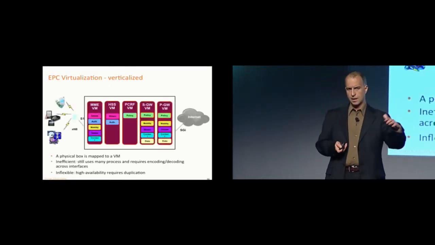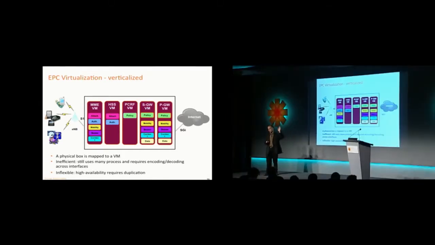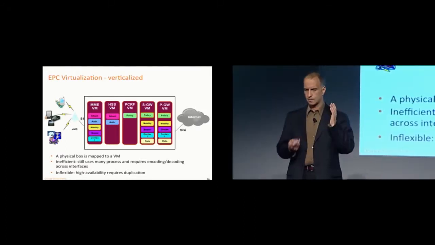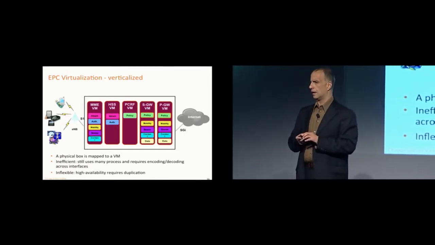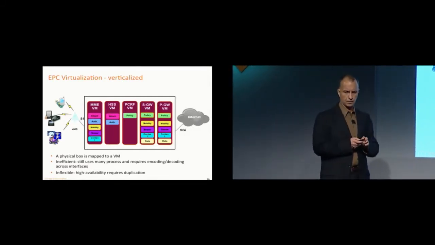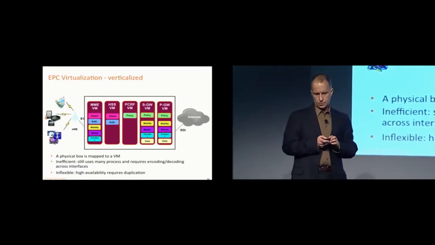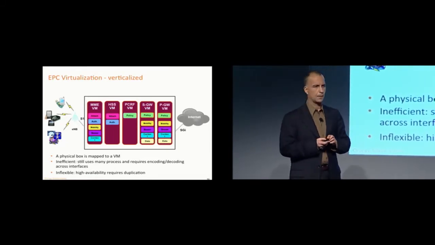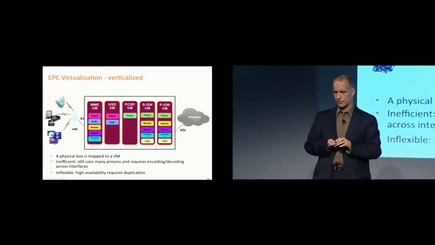One is what I call the verticalized approach, where essentially people try to map physical boxes today into VMs that sit on a single blade server. We think this is kind of inefficient because it still uses many processes and requires encoding and decoding across the interfaces as you run these boxes on your server. As you see, there's a dedicated server per function, so it's kind of inflexible. If you want to achieve high availability, which requires duplication, you have to duplicate the whole thing. So that's not as efficient as we would like.